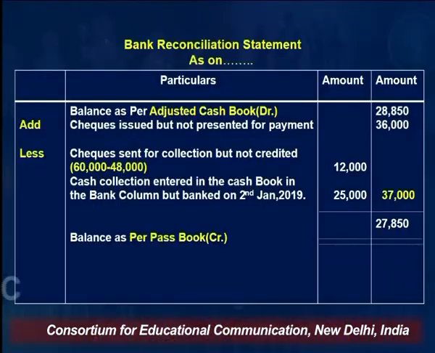After preparing the adjusted cash book, we can prepare the bank reconciliation statement. Here we are preparing the bank reconciliation statement as per the adjusted cash book. This is the new balance, that is 28,850. Now the item which was given in the question is check issued but not presented for payment. Why have we not recorded this item in the adjusted cash book? Since this item was already recorded in the cash book, but there was a mistake on the part of the bank. All those mistakes, errors, omissions which are done on the part of the bank will be recorded only and only in the bank reconciliation statement.